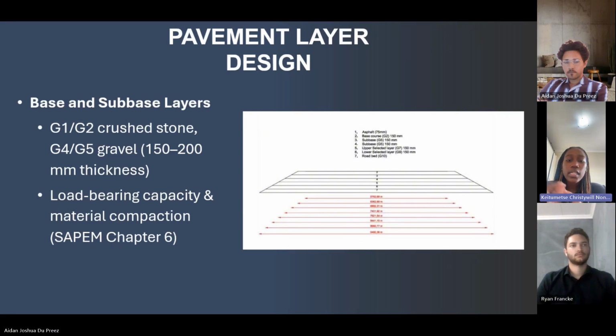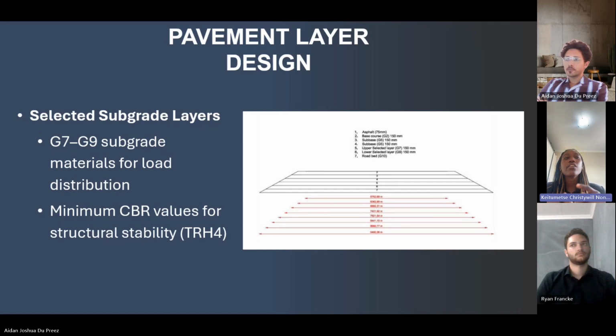And now onto the selected subgrade layers, which are fundamental in the pavement structure as they form the transition between the natural subgrade and the subbase layers.